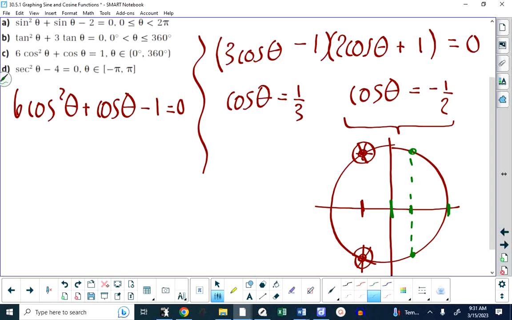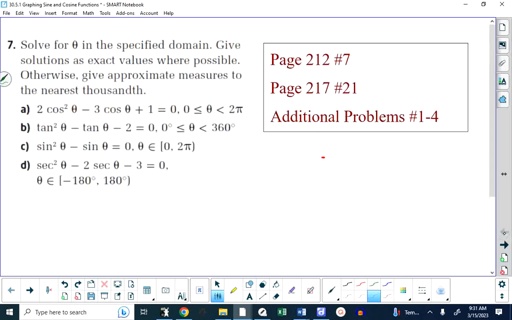You have to go inverse cos of 1/3 to get a reference angle, and then draw that reference angle in quadrant 1 and in quadrant 4 and proceed from there. All that being said, does anybody have any specific questions you would like me to go over here from any of the assigned problems?